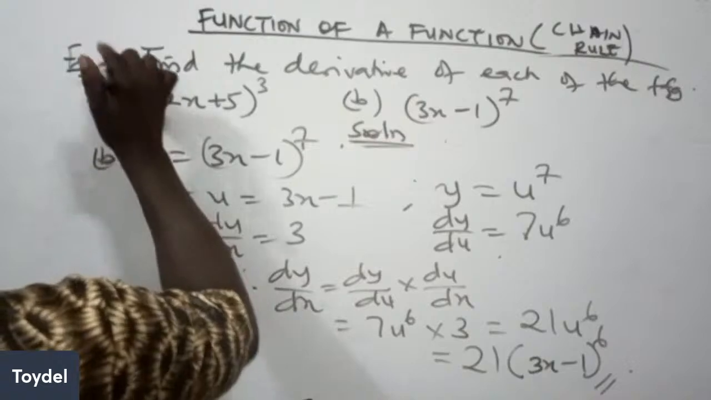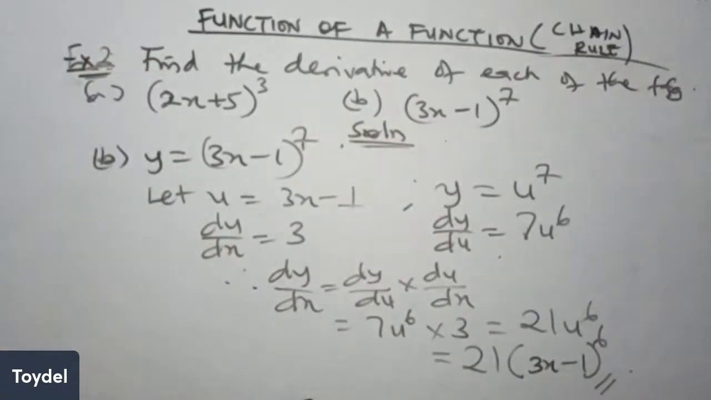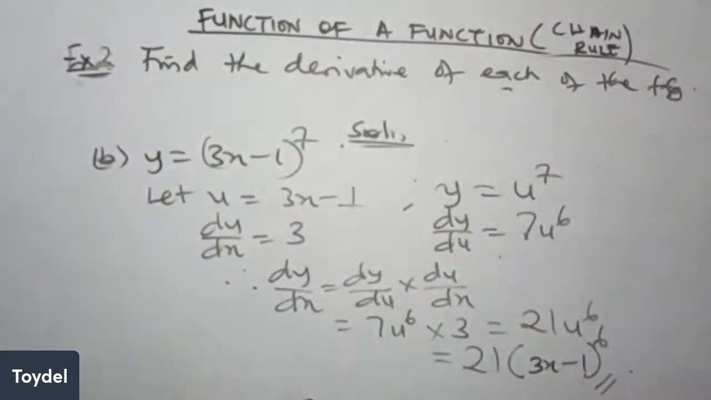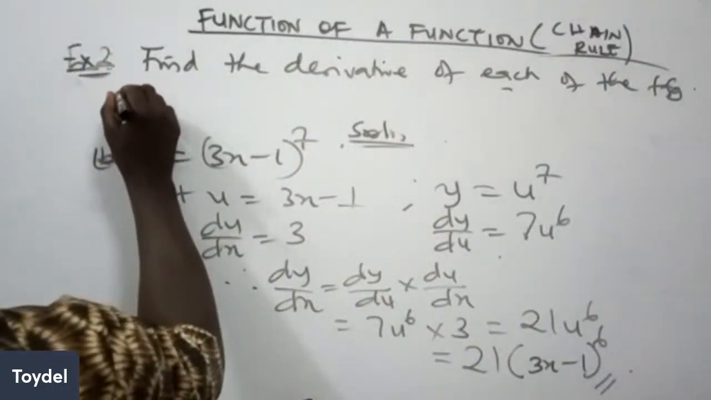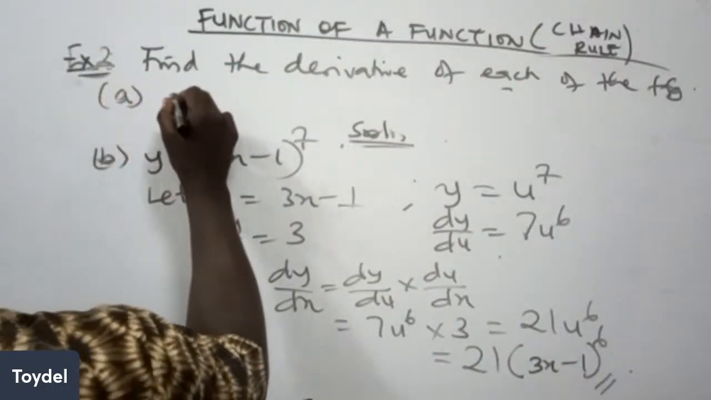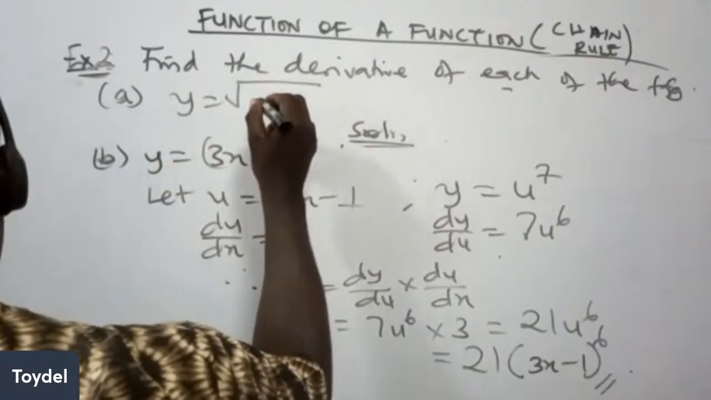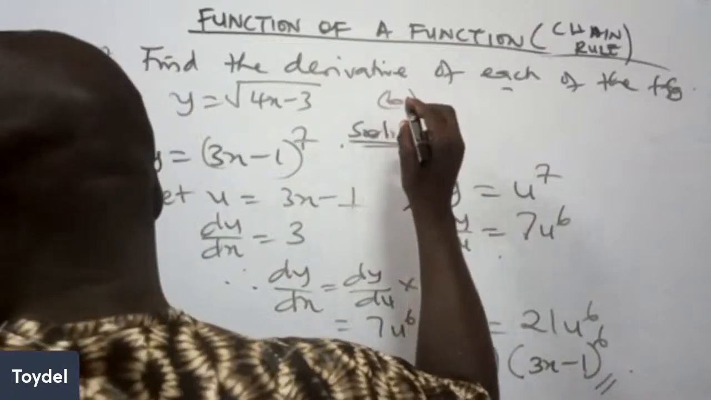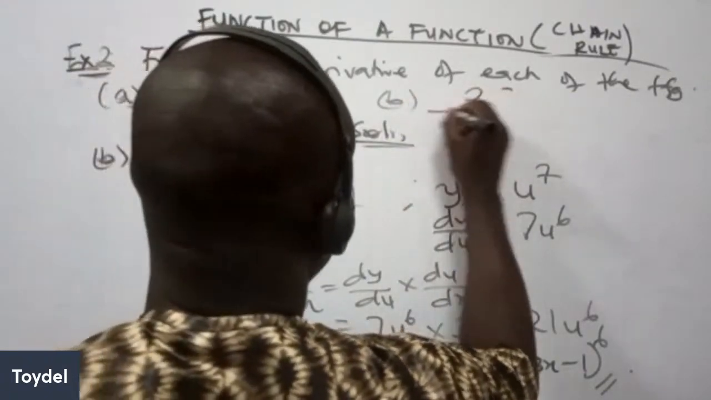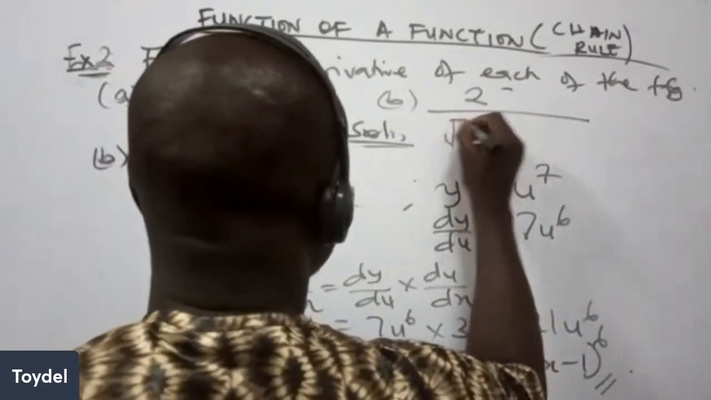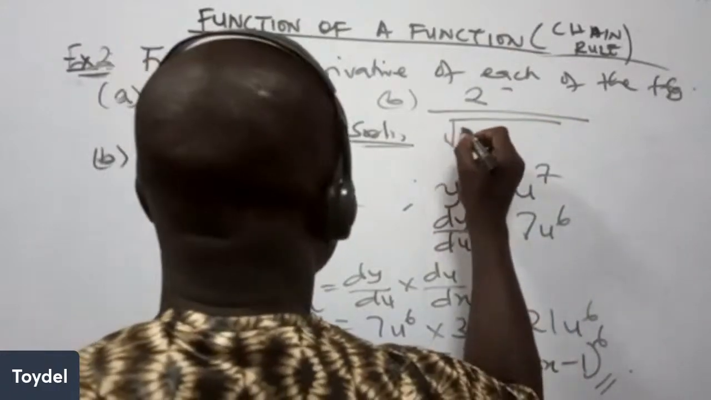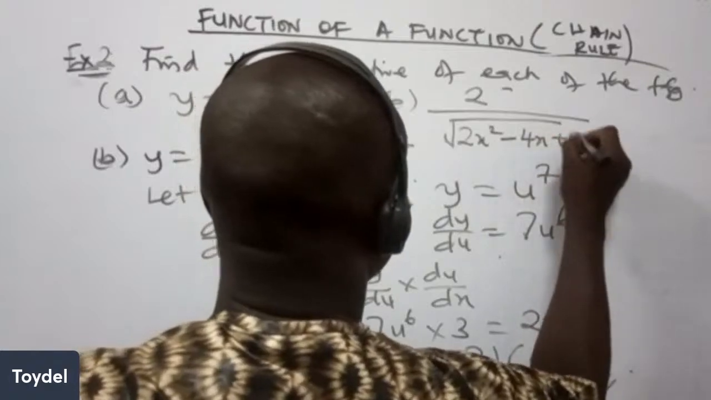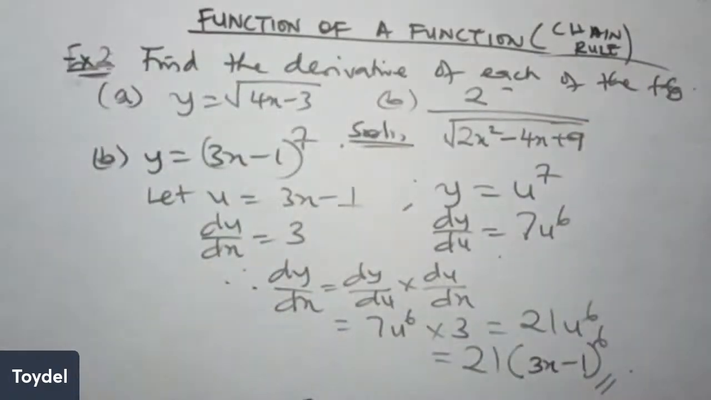So we take another example. Let's take another example before we call it today. We have to find the derivative of, in this case, y equal to square root of 4x minus 3. Then let's take this last one. Then we have y to be equal to 2 all over square root of 2x squared minus 4x plus 9. That's what we're going to get.